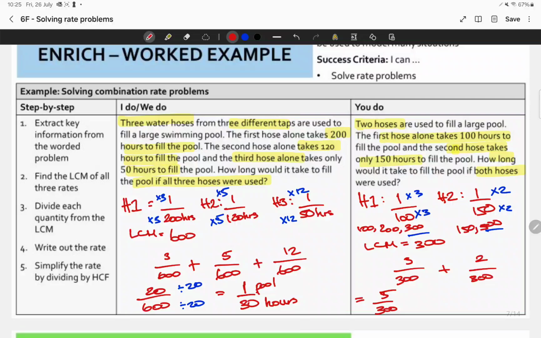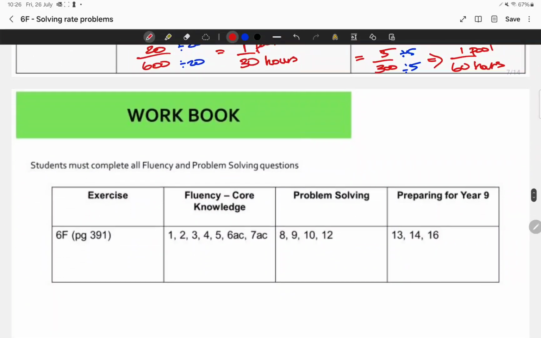And then lastly now you have to simplify this. So what's the number that goes into both 5 and 300? Divide both by 5. Okay? And then that will be 1 on the top and it'll be 60 on the bottom. So to fill up one pool, it's going to take 60 hours. All right, so that is the end there. Just make sure that you correct this if you didn't get it right. And then we'll leave the log sheet here as well. Okay, have a good class and all the best.